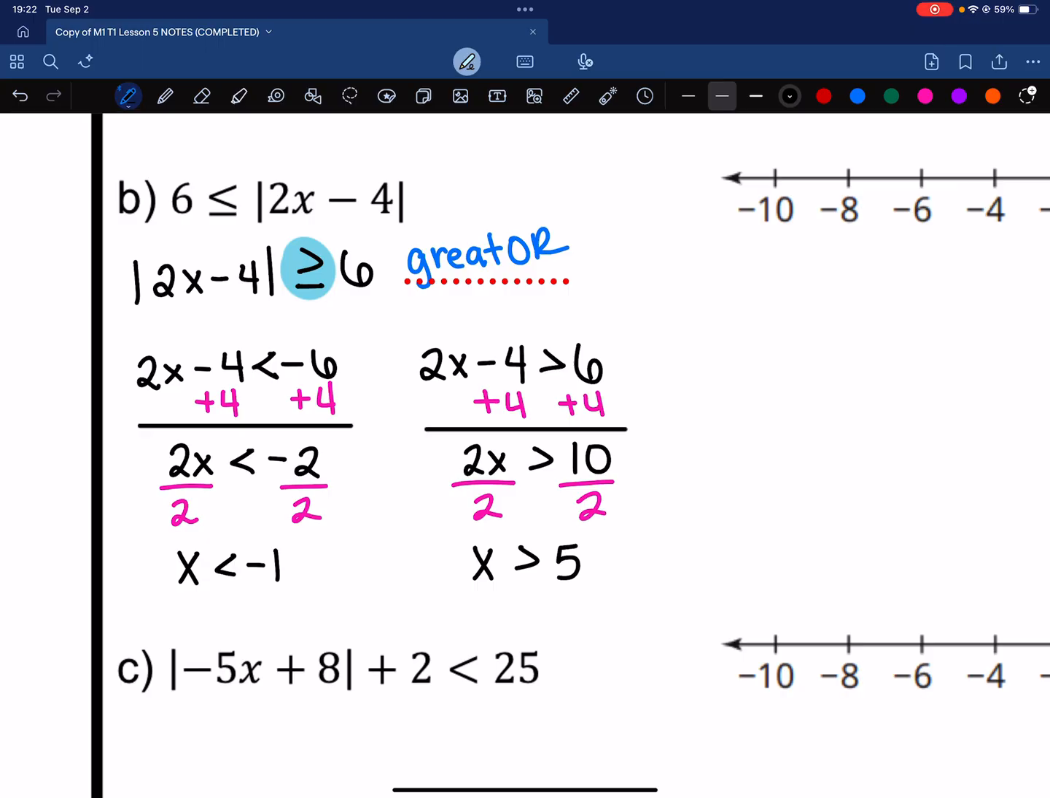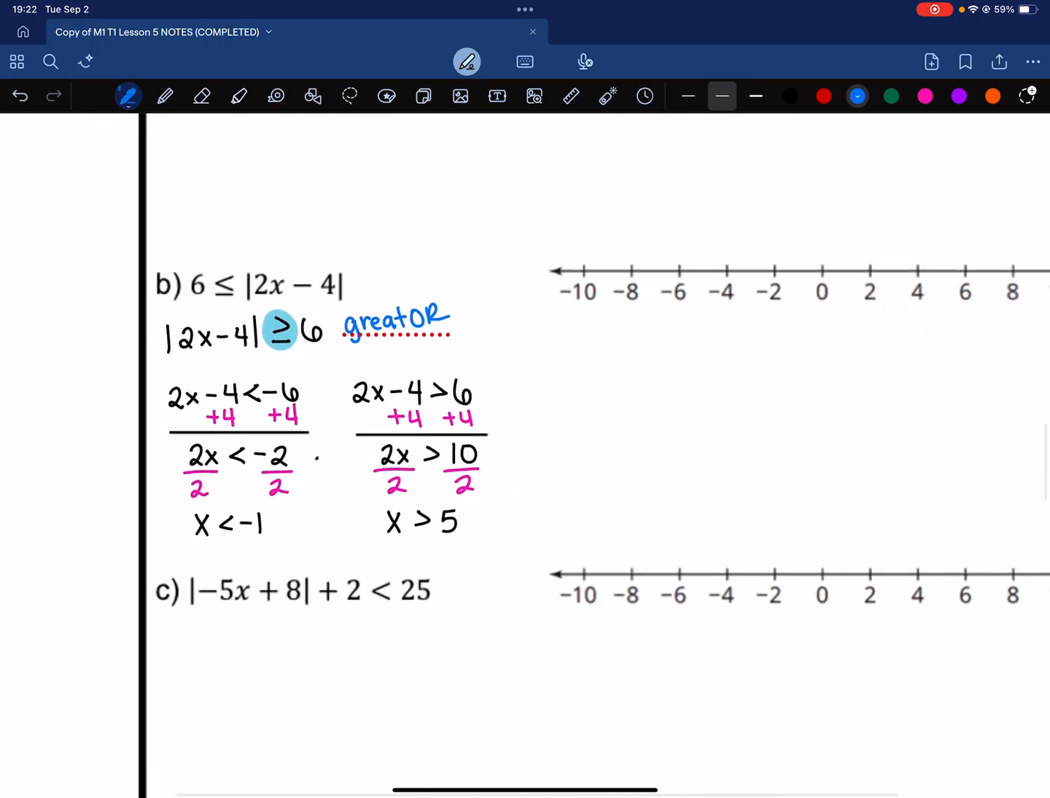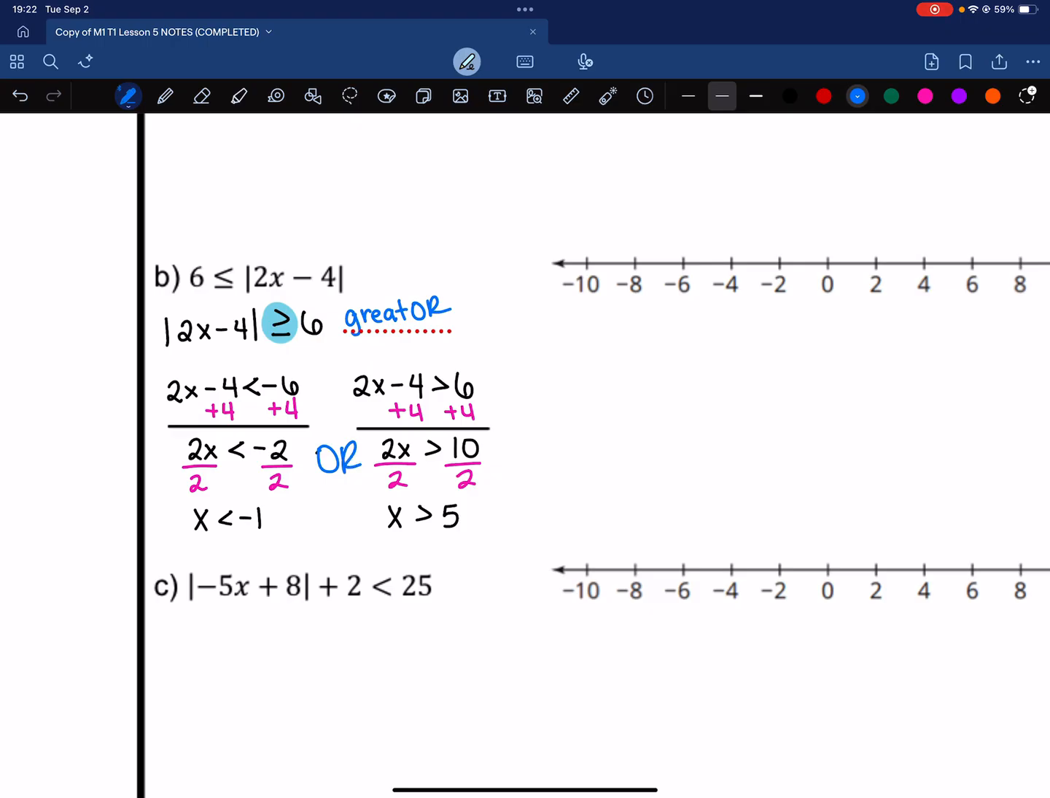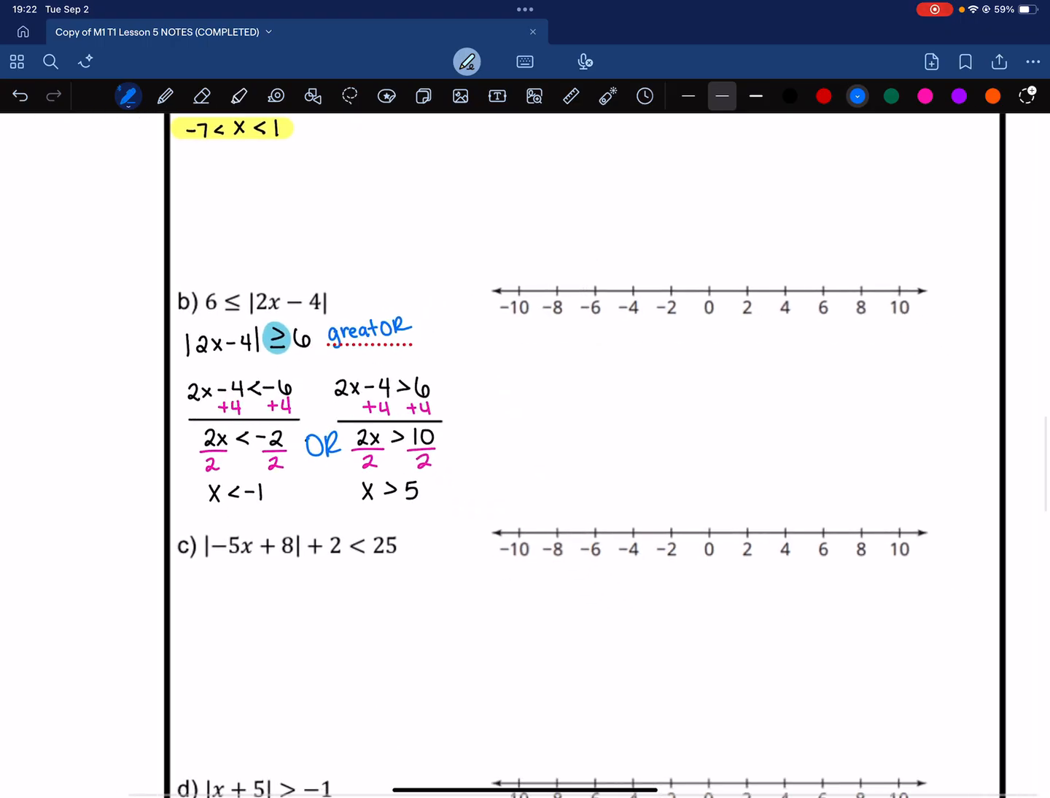So this is an OR statement. So when it's an OR statement, you are going to have 2 points like before. So we're going to go ahead and plot at -1. And this time, because the inequalities have the line underneath, these will be filled in circles. Okay, and now each one is shaded individually.